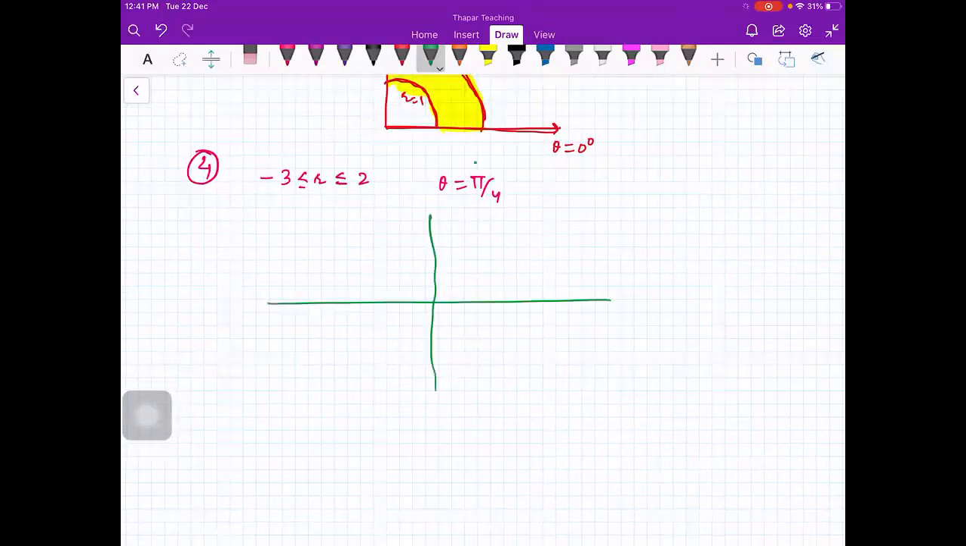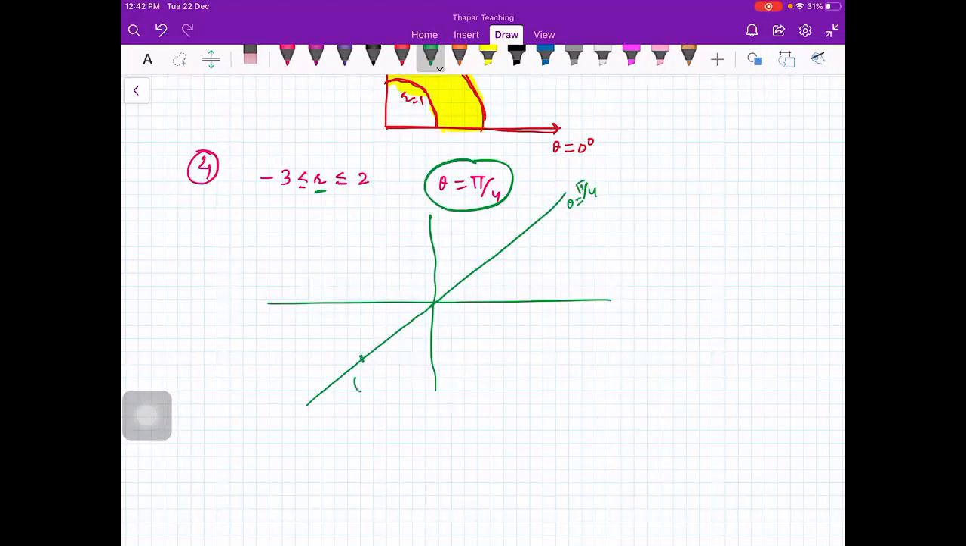You have a segment of a theta line, theta equal to pi by 4. Yeah, segment of a line. Good, very good. So theta is equal to pi by 4, this is the line. Then r is equal to minus 3 is here. So this is the point r equal to minus 3, and this is the point r equal to 2. So this is the segment we are talking about. Is that okay? Yes ma'am.